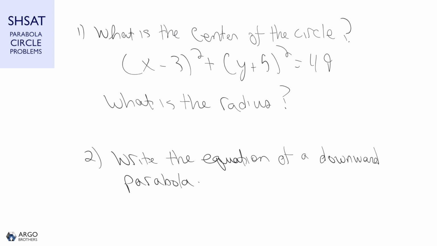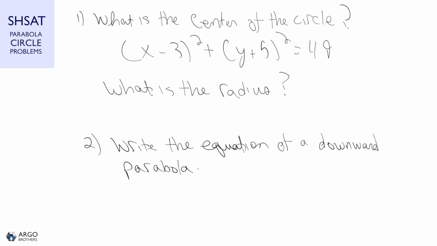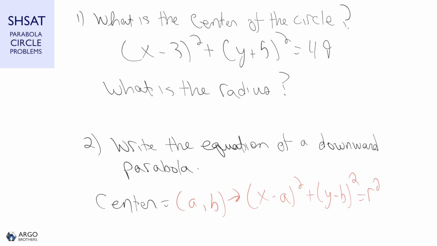Alright, since we're back, let's try number 1. What is the center of the circle? Remember, the center is (a, b), which you get from the general equation, (x minus a) squared plus (y minus b) squared equals r squared. And so we need to compare a and b to the a and b we have up there.